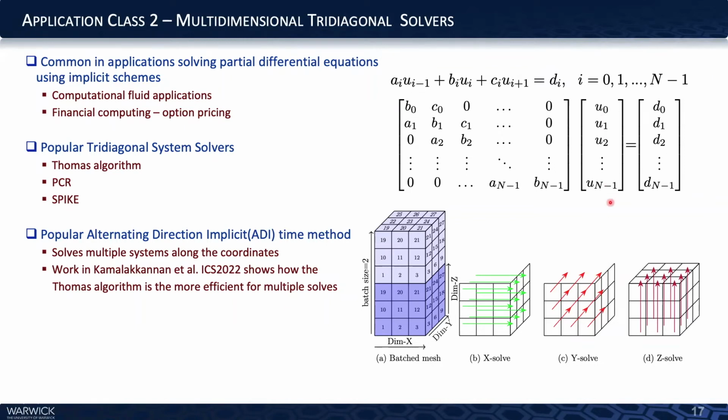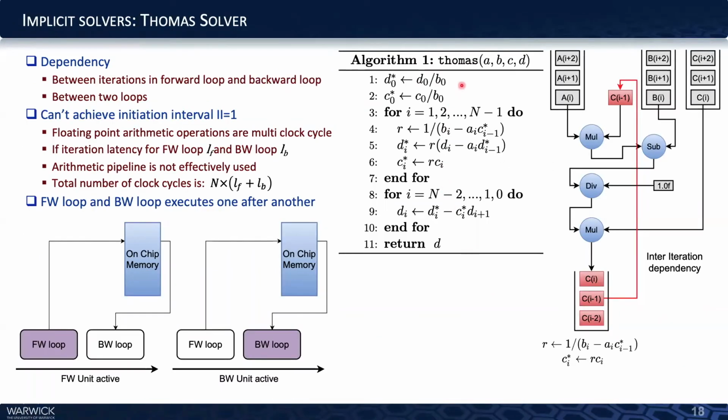Common tridiagonal system solvers are the Thomas algorithm, parallel cyclic reduction or PCR, and the Sicily algorithm. Popular alternating direction implicit methods solve multiple tridiagonal systems along coordinates of the multidimensional mesh. Here, the figure illustrates a 3D case. Our previous work, to be published at ICS 2022, has shown the Thomas algorithm is efficient on FPGA when there is a need to solve multiple tridiagonal systems.